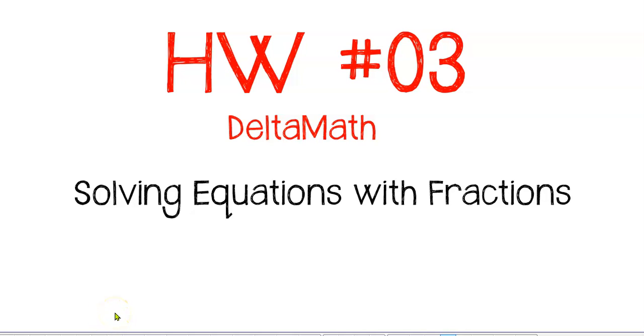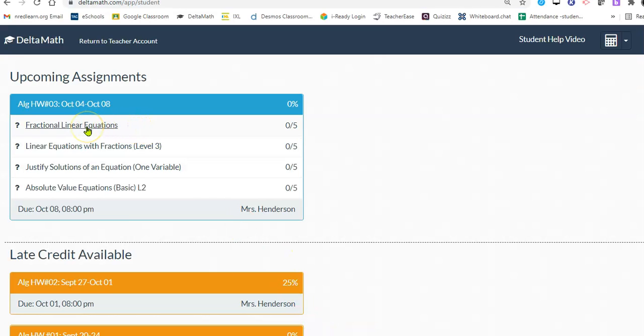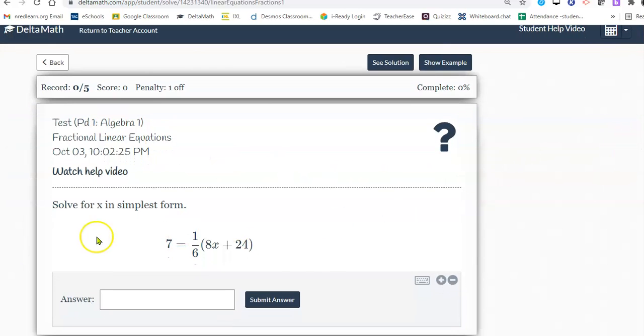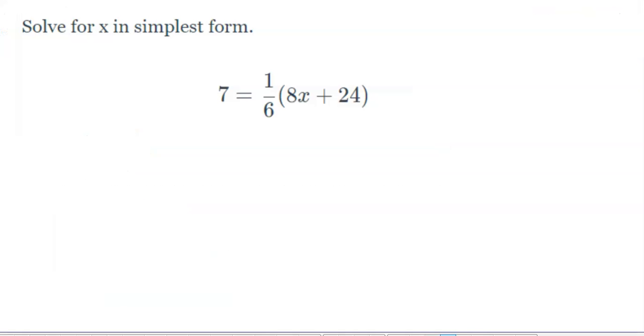In this tutorial, you'll learn how to solve the problems on homework number 3 on Delta Math. So let's take a look. The first one is fractional linear equations. Now you can certainly complete this problem by multiplying by fractions all you want, but I want to review with you one of the techniques that we learned about clearing the fractions from the equation in the first place.